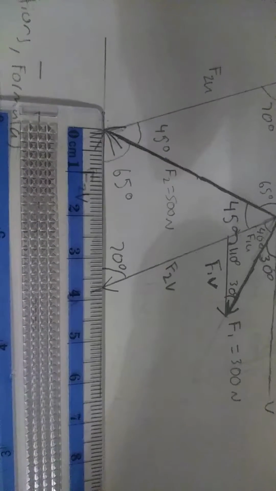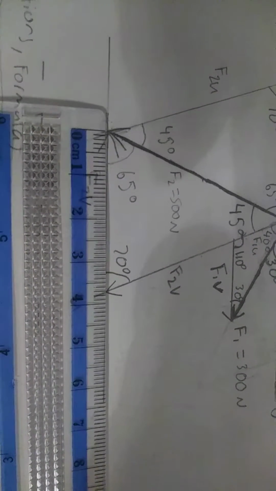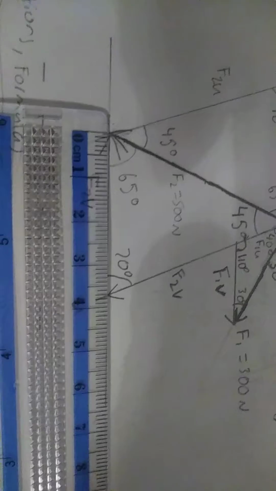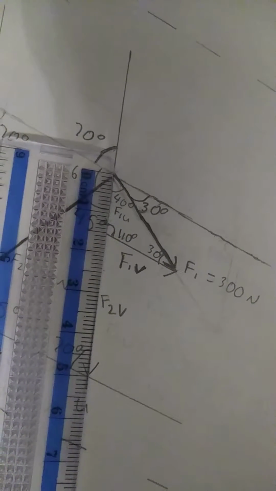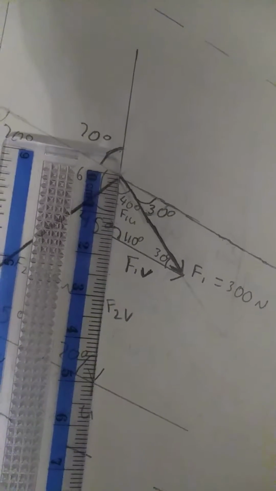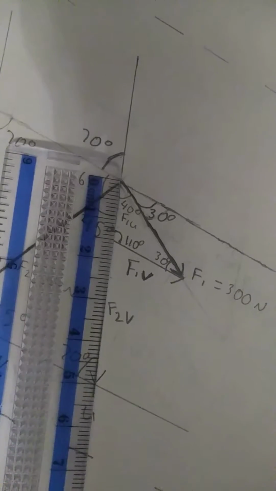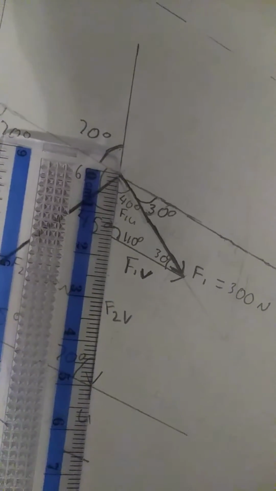For F2V, we calculated negative 376.2 newtons. If we look here, it is about 3.8 centimeters, so 380 newtons. So for F1U, we calculated 159.6 newtons. If we look here, hope you can see that, it is about 1.55 centimeters, so 155 newtons.